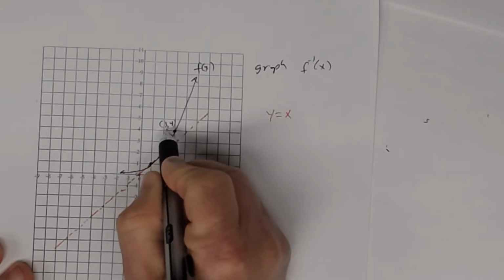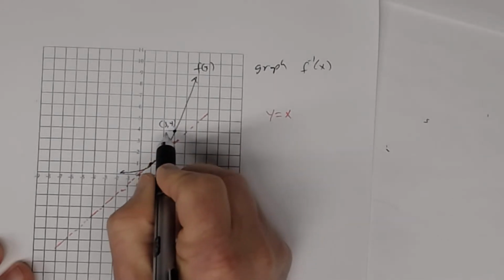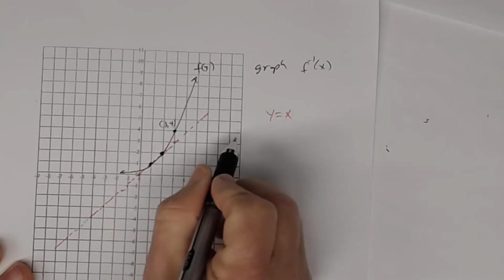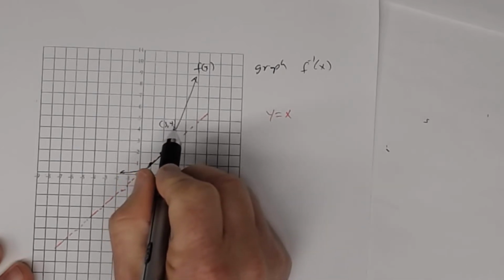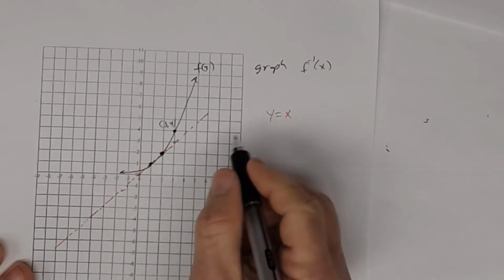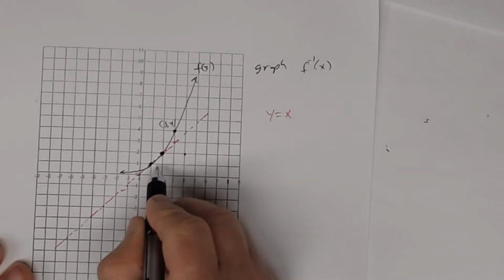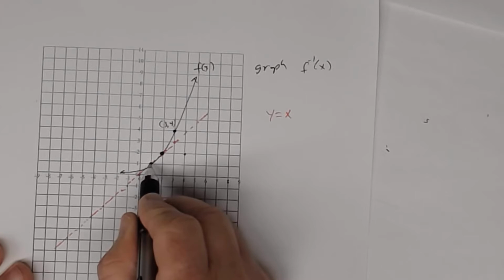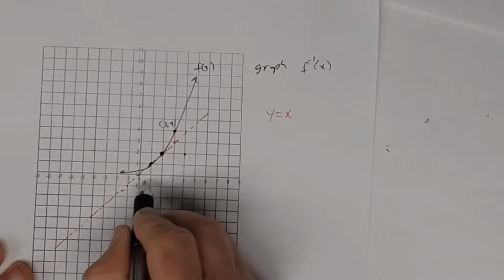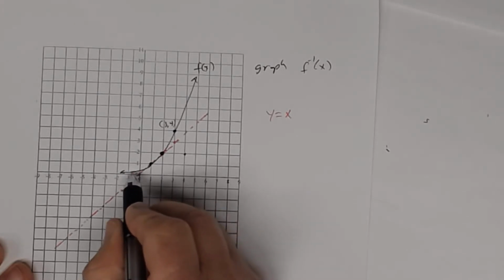The point 3, 4 on f becomes what point on the inverse? Remember, you interchange the coordinates. So on the inverse, you'll get the point 4, 3. So 4, 3 is here. 2, 2 stays 2, 2. Now 1, 1 stays 1, 1, it looks like. And okay, so that's about it.